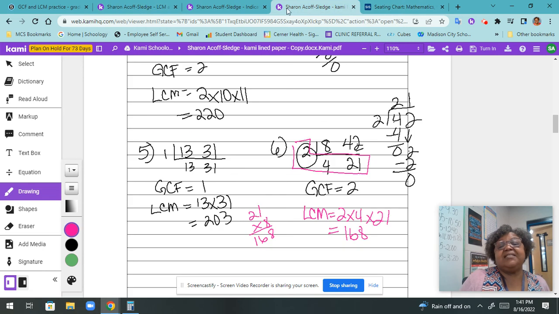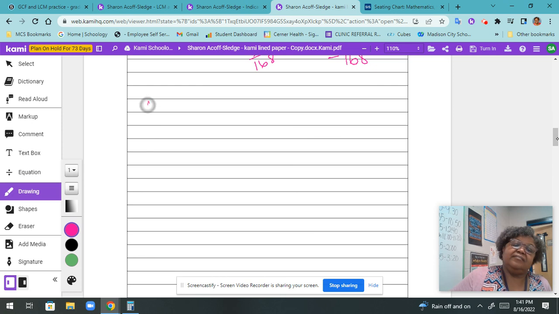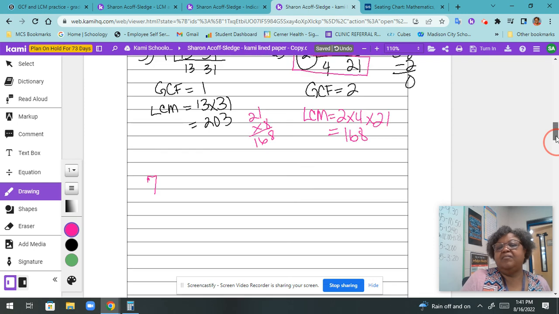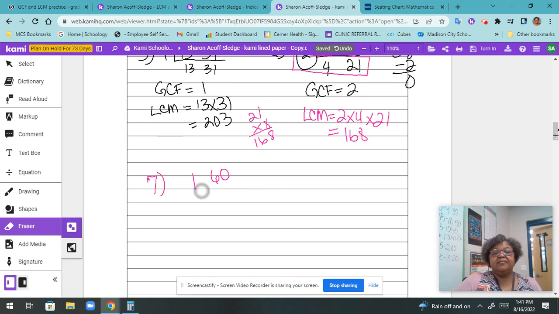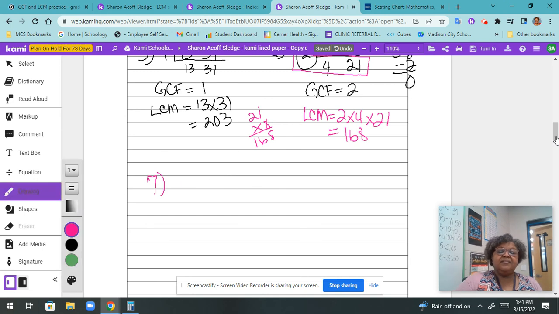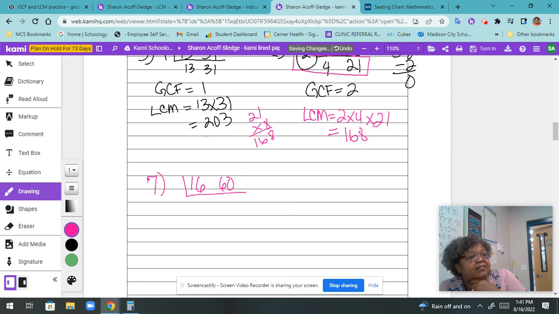And now let's do 16 and 60. Okay, so now we're going to do 16 and 60. And look, like I said, you don't have to use the biggest number that goes into them because you'll still get there. This problem, whether I start with 2 or 4, I'm still going to get there.